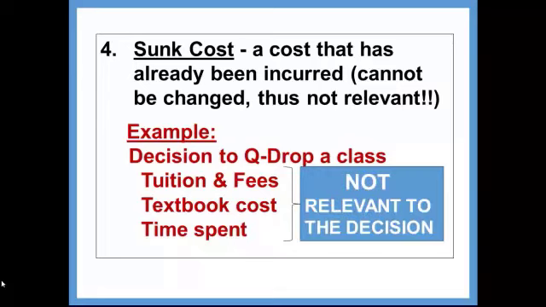These are all sunk costs. They're not relevant to the decision. Always a good thing to keep in your back pocket if you ever have to Q-drop a class and your parents are paying for your school. Mom says, but we paid the tuition and fees. You can say, well, it's a sunk cost, Mom. It's not relevant.